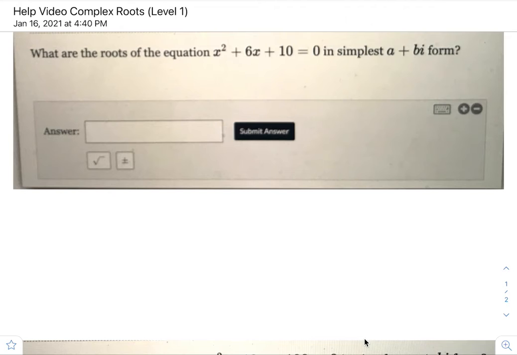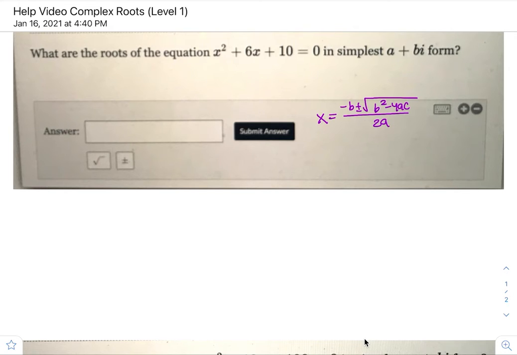First, it's good to know your quadratic formula. So that is x is equal to negative b plus or minus the square root of b squared minus 4ac all over 2a. Now, if you did try factoring, you would realize that there are no two numbers that multiply to 10 and add up to 6. So as a result, you have to do the quadratic formula.